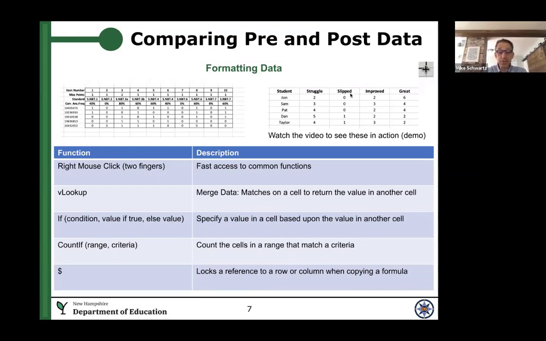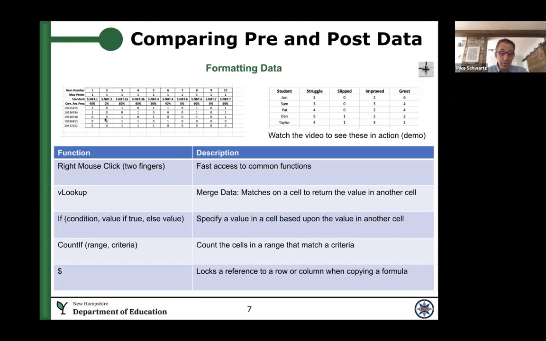How many of them slipped? So maybe they seemed to get it the first time, but they slipped for some reason. So maybe there's something in that follow-up post-assessment that they didn't understand. How many improved? So they didn't understand at the beginning and now they did. And then how many students really understood it strongly? They understood it both pre and post-test.